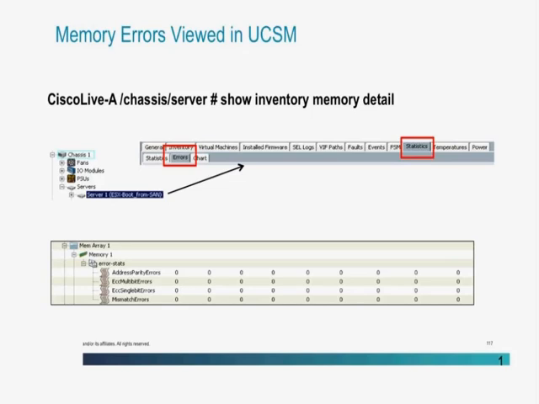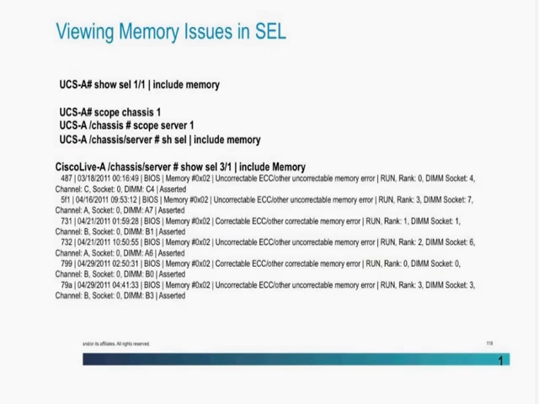The DIMM errors can be seen on the server. If you go to statistics, you can see the error stats there. You can see why the DIMM is erroring. It can be due to parity issues, multi-bit errors, single-bit errors, or mismatch errors. You can also view it from the CLI. This is a command to check that.